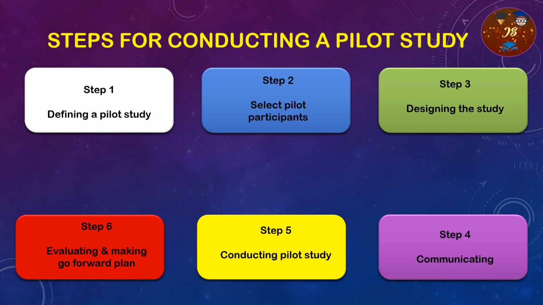Now using the methods and selecting the pilot participants, the research worker will do the pilot study. And the last step is step 6, evaluating and making a go-forward plan. Whatever the outcome of the pilot study, the research worker will evaluate whether it is at all possible to do in a vast way with a vast sample, whether the methods are feasible, whether the samples are okay, and then he or she can go for some better planning.